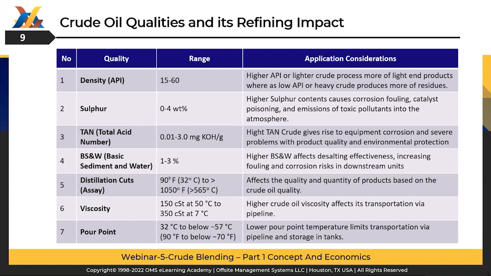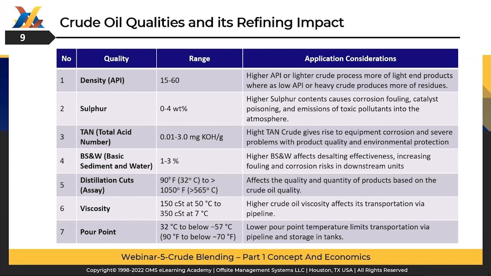Total acid number also causes a problem in terms of equipment corrosion and severe problems with product quality. Then basic sediment and water, termed BS&W, which is 1 to 3%. It also affects the desalting effectiveness, increasing fouling and corrosion risk in downstream units.